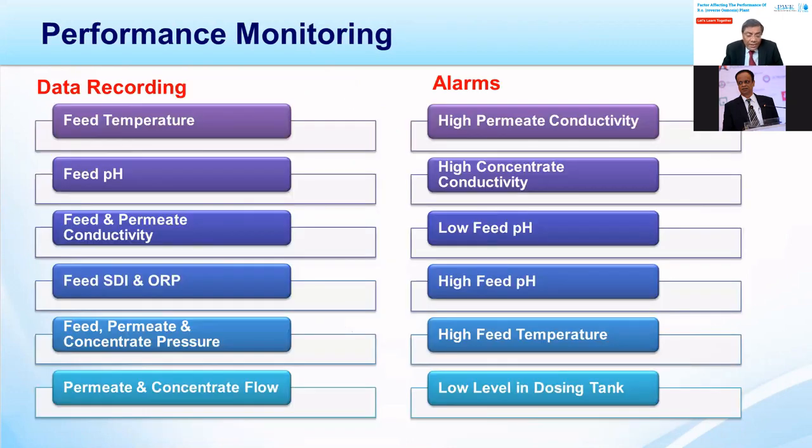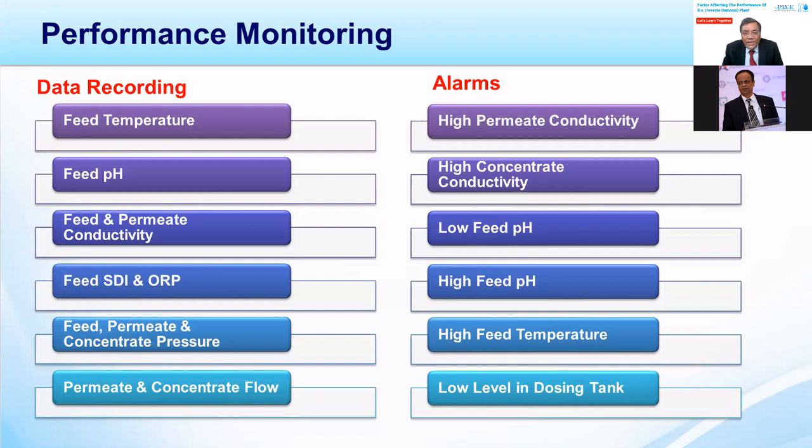On performance monitoring parameters, it is very important that you maintain a log of these parameters: feed water temperature, feed pH, feed and permeate conductivity, feed SDI and ORP, and feed, permeate and concentrate pressures and flows. These are the critical parameters. You must ask your operation team to maintain a log register of these parameters, so you can easily diagnose at what time what went wrong.